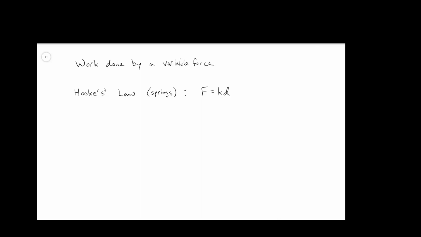So how do we then determine, say, the work that is done by a spring, or the work that is done to compress a spring a certain amount? How do we figure that out? Well, let's think about it.